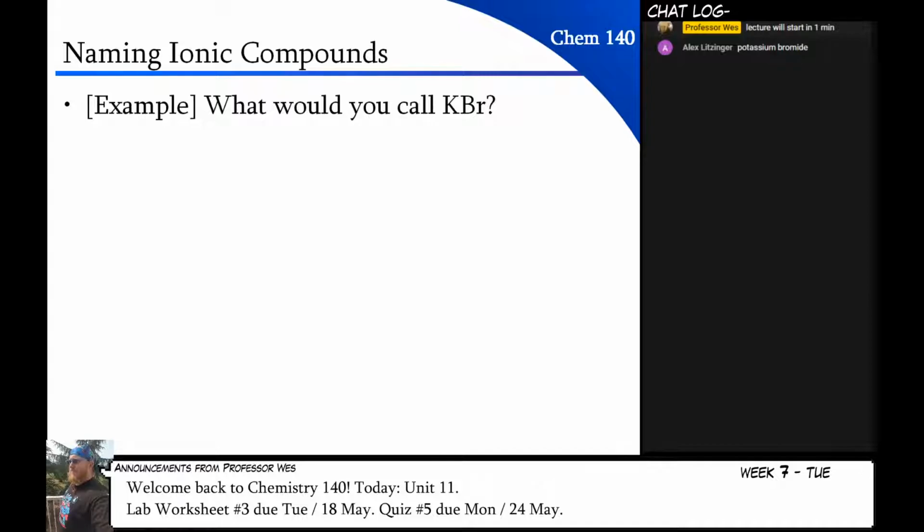There you go. Very good. How did you come up with that name? Well, potassium is in group 1, so we just write it out. And this is bromine, but we put "ide" on the end. And there you go.